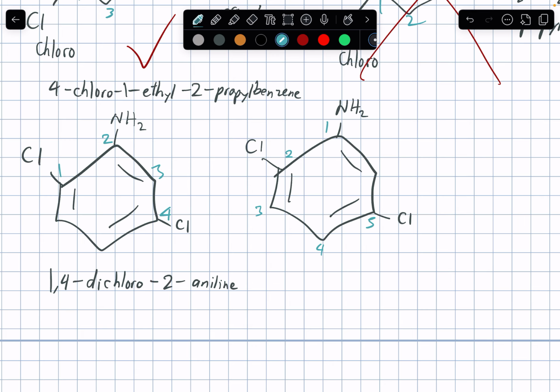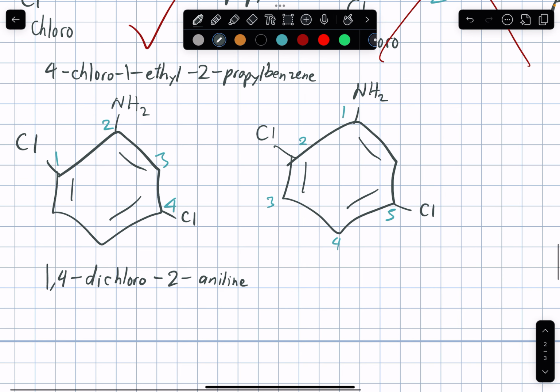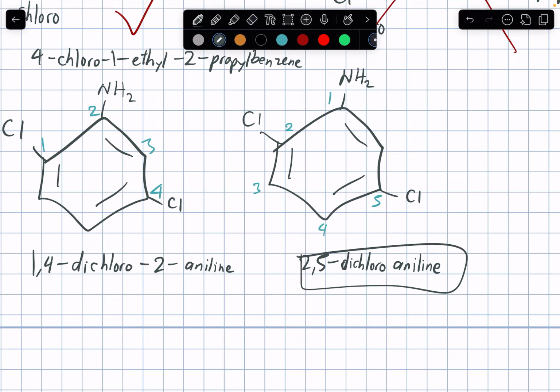So even though this looks better when it comes to trying to follow the first rule, the reason why this is what we choose is because this is aniline, right? So what matters more is that we call this 1 because it's not a substituent. We call the benzene ring and this one itself as aniline. That means these are the only substituents in the ring. So therefore, 2,5 dichloro aniline. So this is the name, not this.